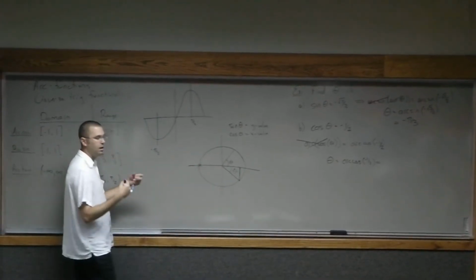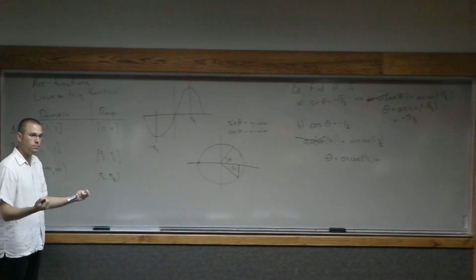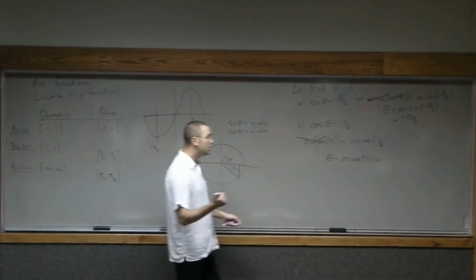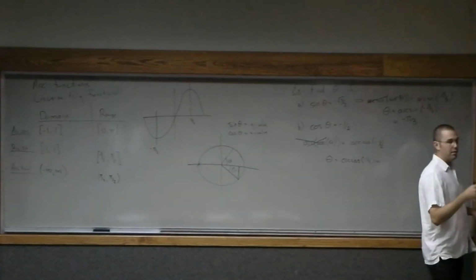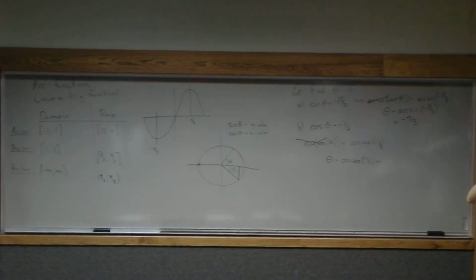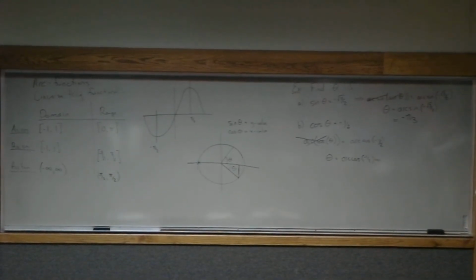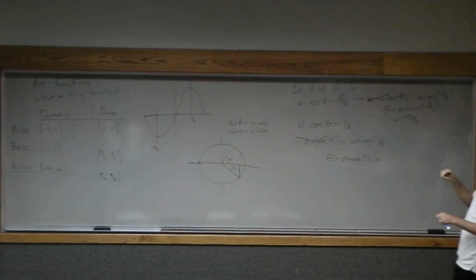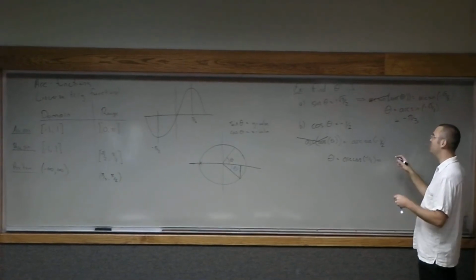And if we were to calculate that, what would we get? 3 pi over 4. What's that? 3 pi over 4. Not 3 pi over 4. That would be minus square root of 2 over 2. Pi over 3. That should be 2 pi over 3.